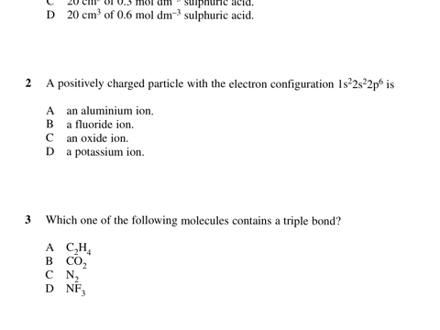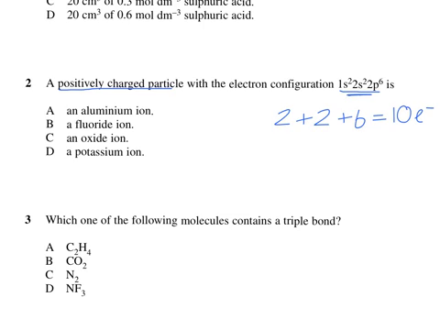Question number 2 is an electronic configuration question. The important parts here are a positively charged particle and its electronic configuration. The best way to do this is just to total up the number of electrons you have in this configuration. So we've got 1s2, 2s2, and 6 2p electrons. That gives us a total of 10 electrons.